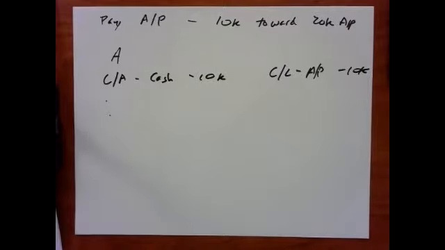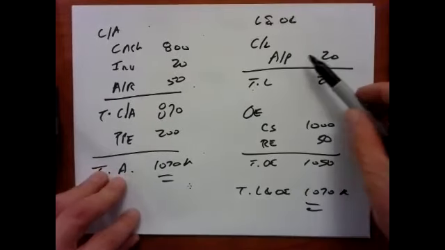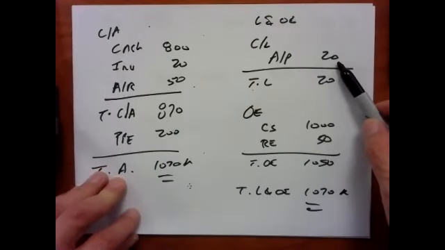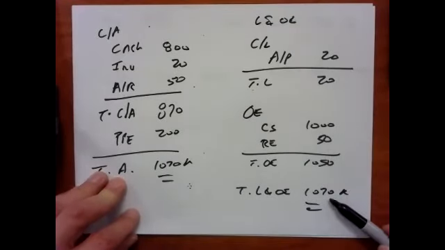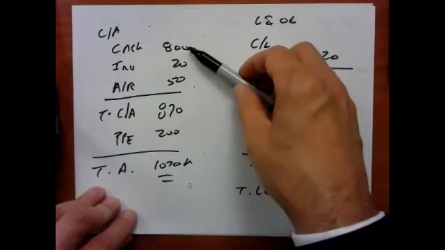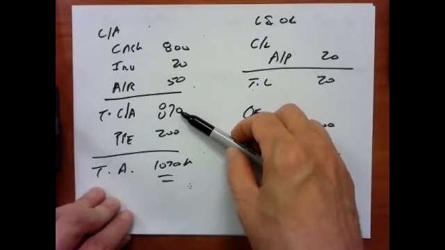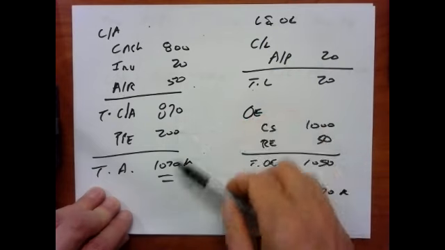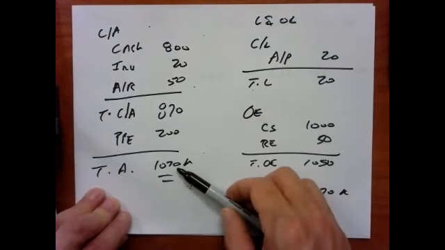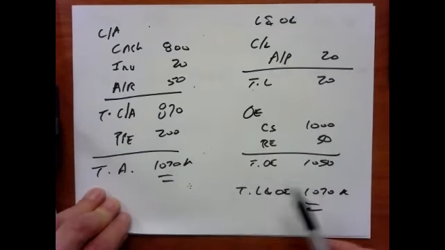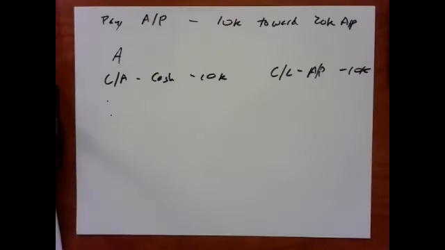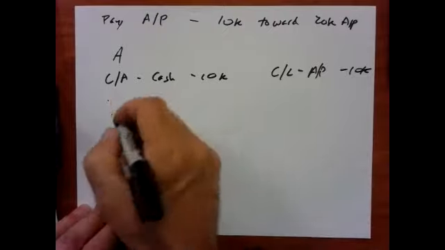So that reduces, I'm not going to do it out because I don't have time, this accounts payable from 20 to 10, right, which reduces our total from 1070 to 1060. It reduces our cash from 800 to 790, which reduces our current assets from 870 to 860, which then reduces our total assets to 1060. So we're back in balance again, right? One more. I'm really down to my last minute.